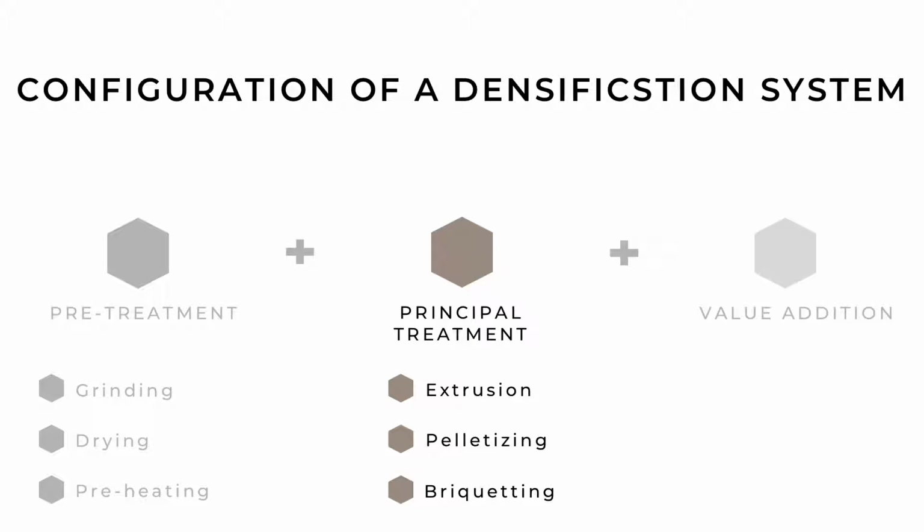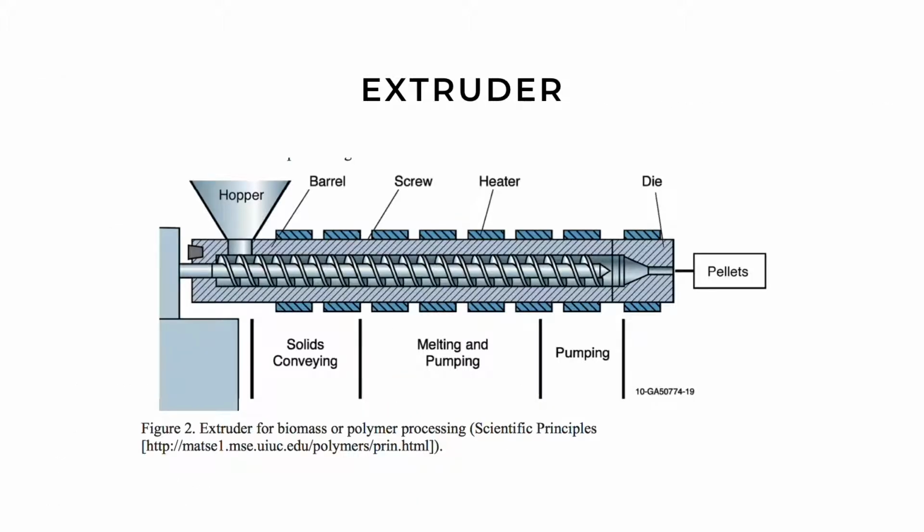The principal treatment for biomass densification can be classified according to their working principle. It can be extrusion, pelletizing, or briquetting. An extruder brings the smaller particles closer, providing more strength to the densified bulk material.